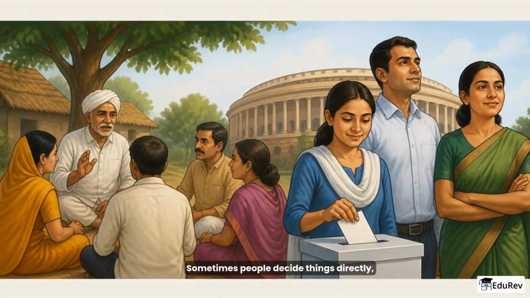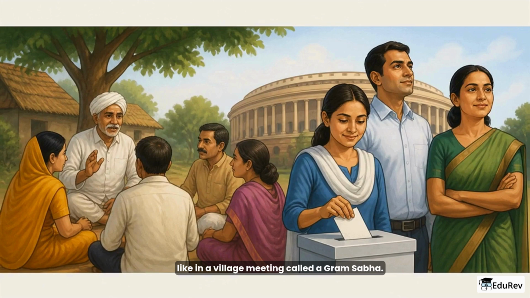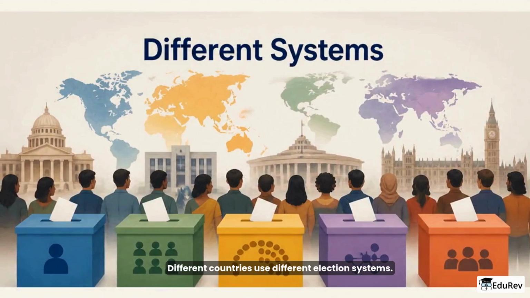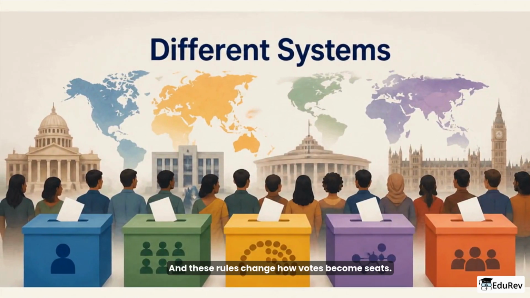Sometimes people decide things directly, like in a village meeting called a Gram Sabha, but most modern democracies work indirectly through elected leaders. The goal is twofold: to have free and fair competition and to make sure votes turn into fair seats. Different countries use different election systems, and these rules change how votes become seats. The way we count votes and the choice systems can help some parties and hurt others.